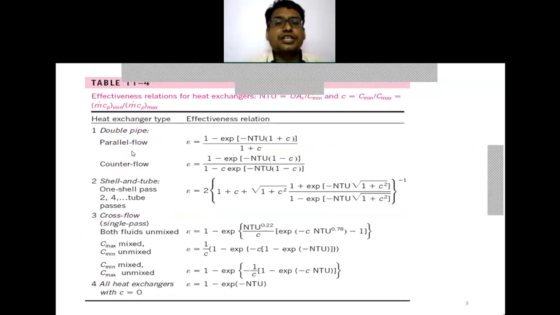As we have discussed for the parallel flow, one can derive similar equations for the counter flow heat exchanger. There the equation is slightly modified, that is 1 minus e raised to minus NTU into bracket 1 minus C, upon 1 minus C into e raised to minus NTU into bracket 1 minus C. Similarly, for shell and tube with one shell pass and 2, 4 tube passes, the equation can be derived like this. Then cross flow single pass, then for C maximum mixed and C minimum unmixed, all these are different conditions.